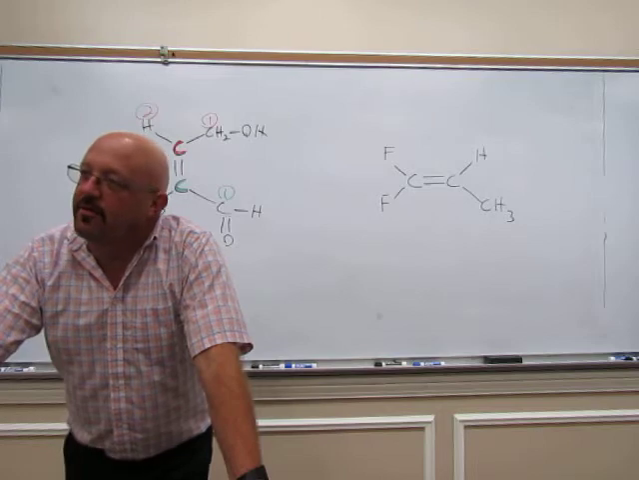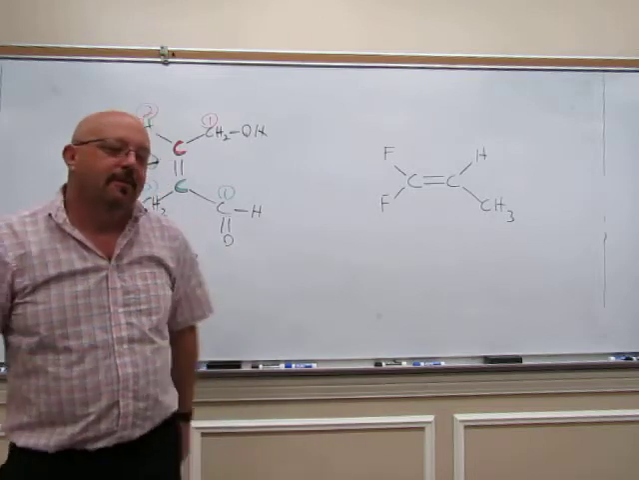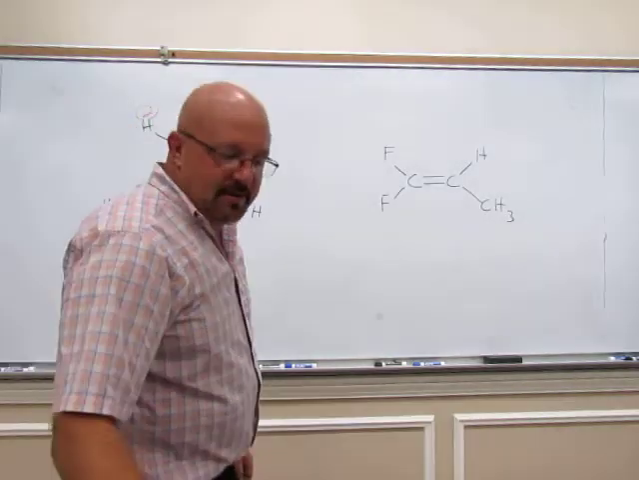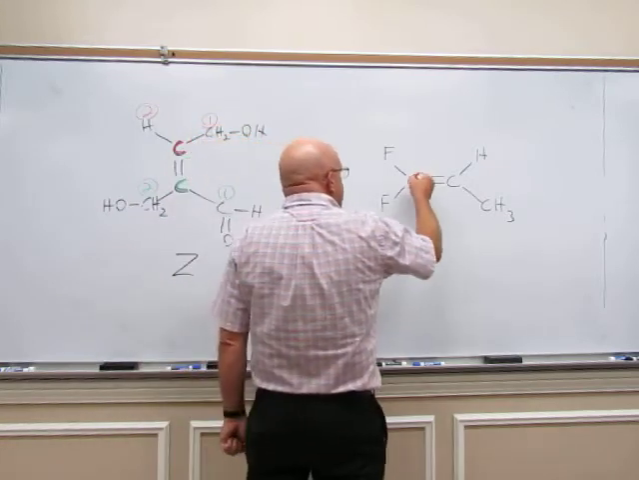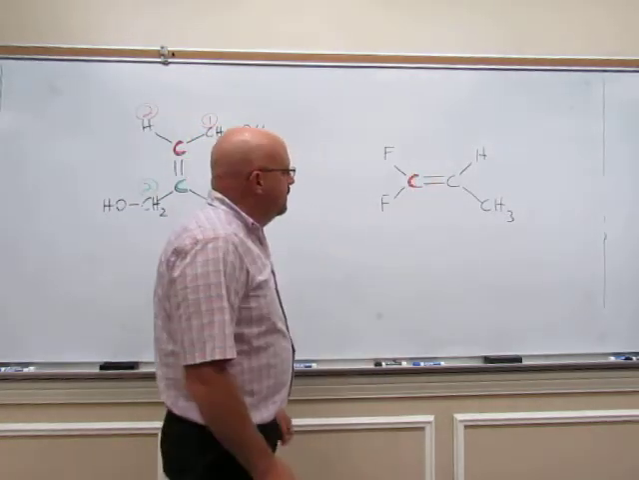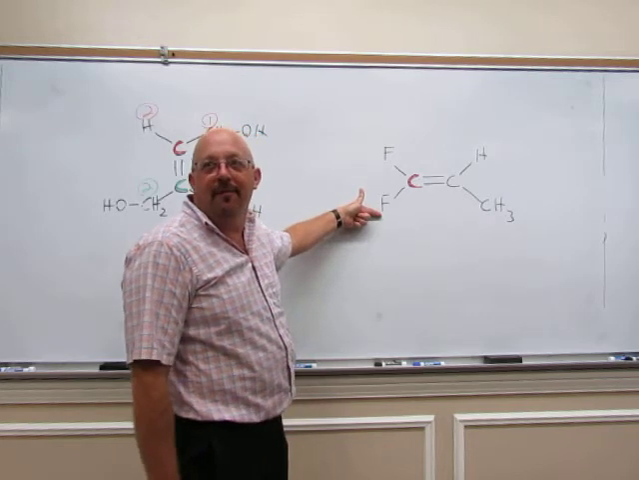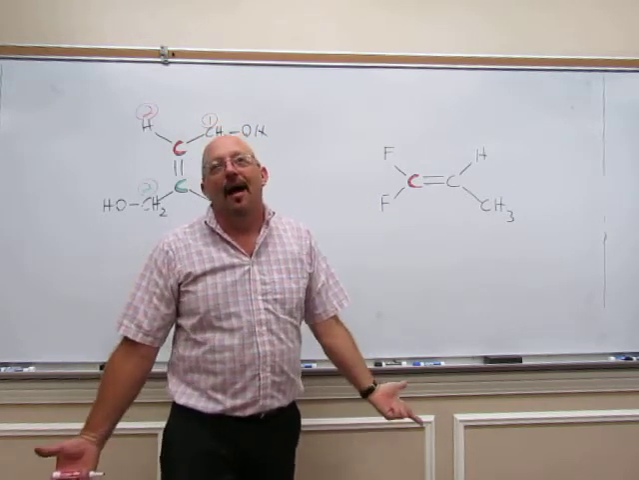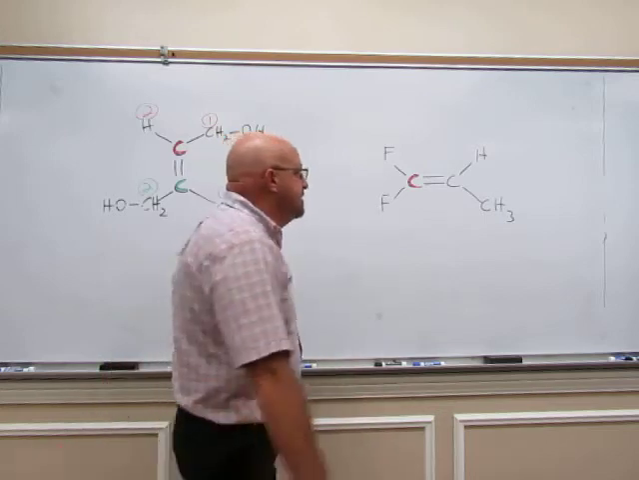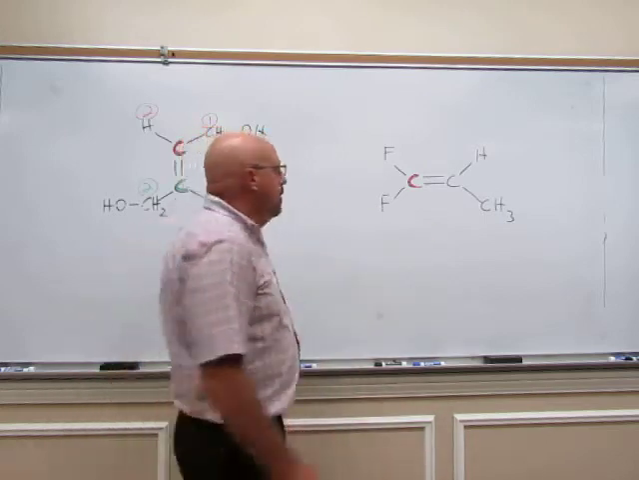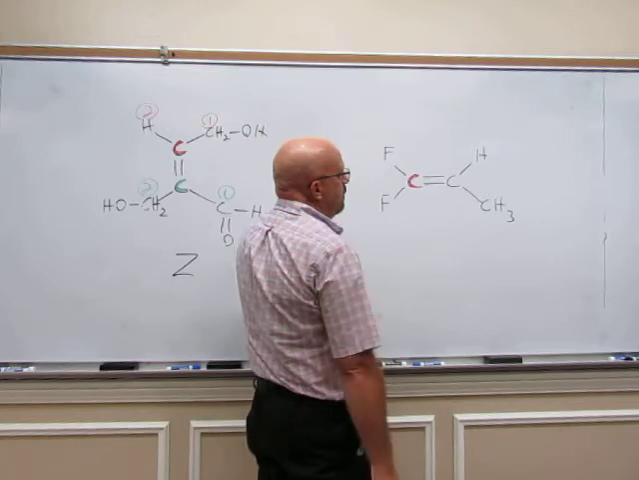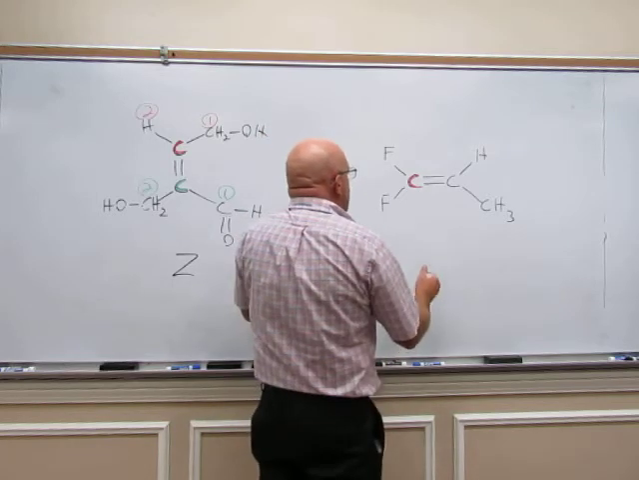Does this have a diastereomer? Can you assign priorities there? Look, let's take a look. First carbon, fluorine, fluorine. Which one's higher priority? They're the same. I can't do priorities. This does not have a diastereomer because these are the same group here. There is no diastereomer possible for this.